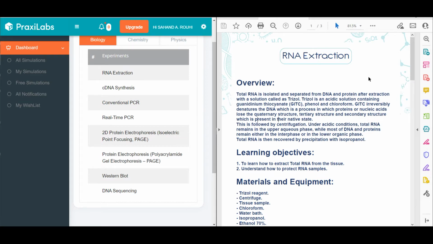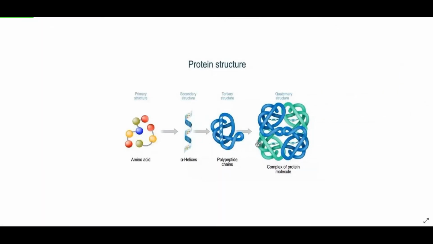Trizol is an acidic solution containing guanidinium thiocyanate, phenol, and chloroform. I'm going to talk about the function and purpose of using phenol and chloroform during the experiment in the relevant section. But bear in mind that guanidinium thiocyanate is a general protein denaturant. It denatures the protein. How it denatures it, I'm going to need to go back to molecular biology.